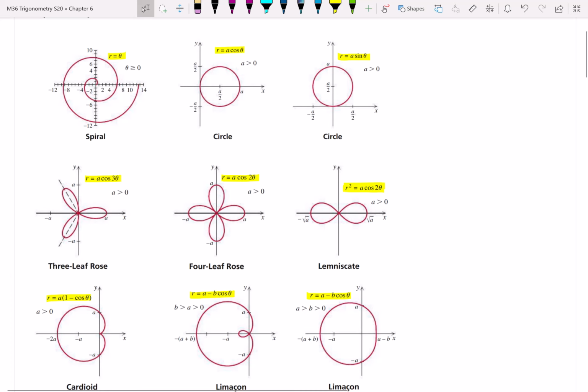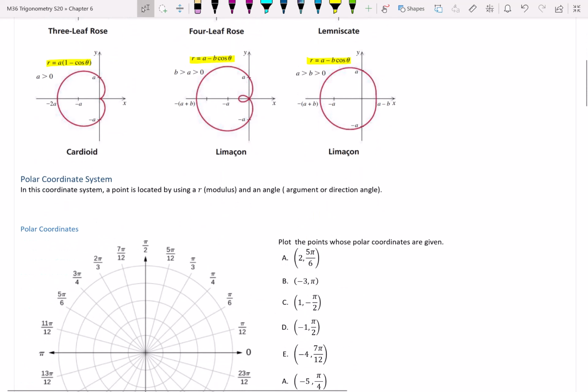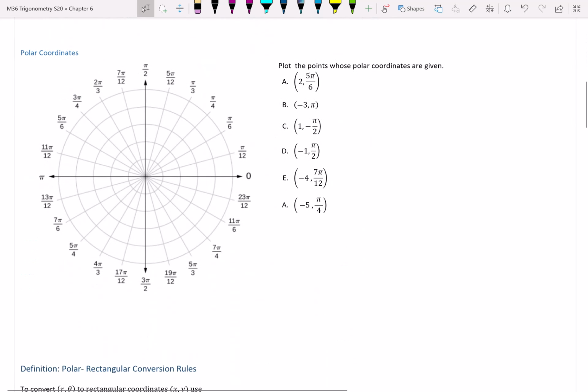All right, so hopefully this little gallery gives you an idea of different things that you can do for your project. So let's move on to how to actually graph this. Given some r, given some theta, how do you actually produce these really cool images? First of all, we're going to have to talk about the polar coordinate system. Like, how do you even plot a point? So let's talk a little bit about that.